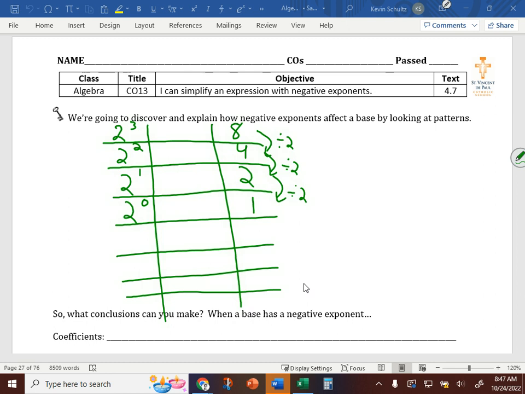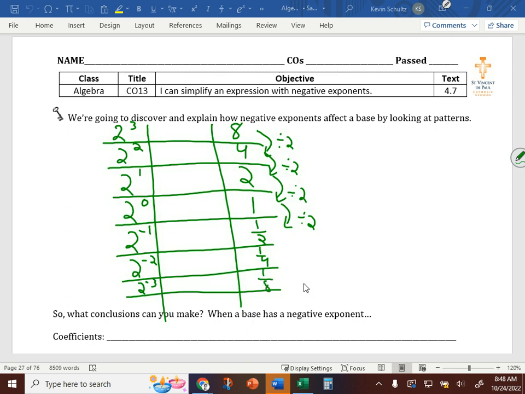When we got down to 2 to the negative first, what was our value? What is 2 to the negative first power? 1/2, or 0.5. Again, you're dividing that value by 2 as we move down the line. As we decrease our exponent by 1, the pattern is divide by 2. So 2 to the negative second power is what? 1/4. 2 to the negative third power is 1/8.